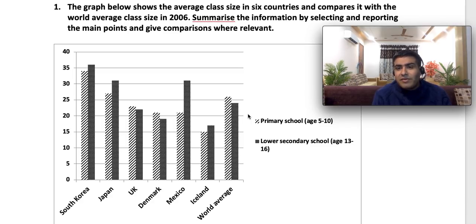So compares it with the world average is not that important. It's just another data. It's an average of the world class size. So I'm pretty sure I understood all the graph. So I'm pretty confident about it.